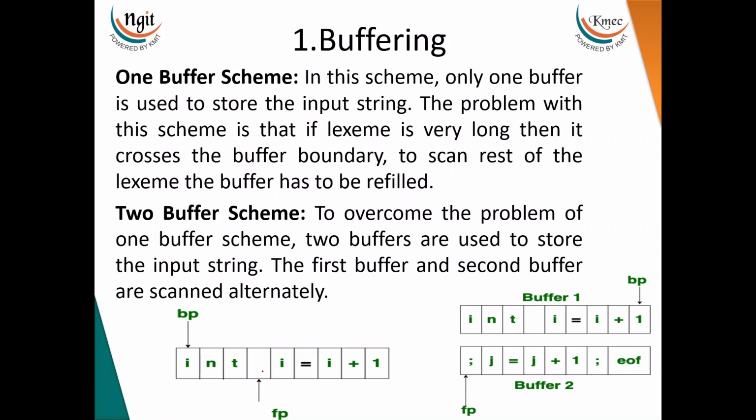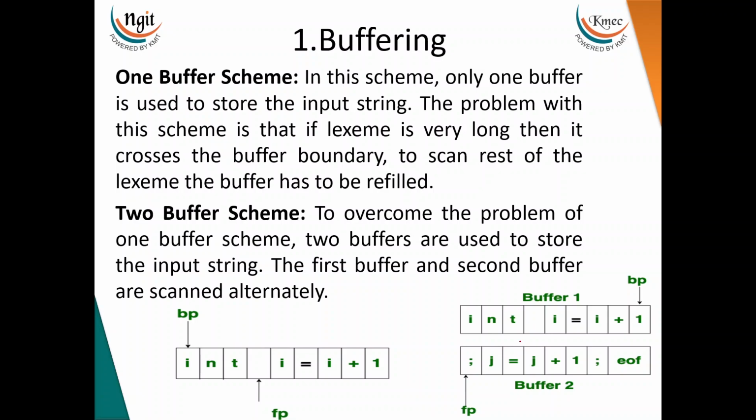Sometimes if your lexeme is too long, it is going to cross the boundary of the buffer, right? To overcome this disadvantage, we are using the two buffer scheme. Here we are using two buffers to store the string, and we are going to scan the first buffer and second buffer alternatively. If you scan the first one, then we'll go for the second.